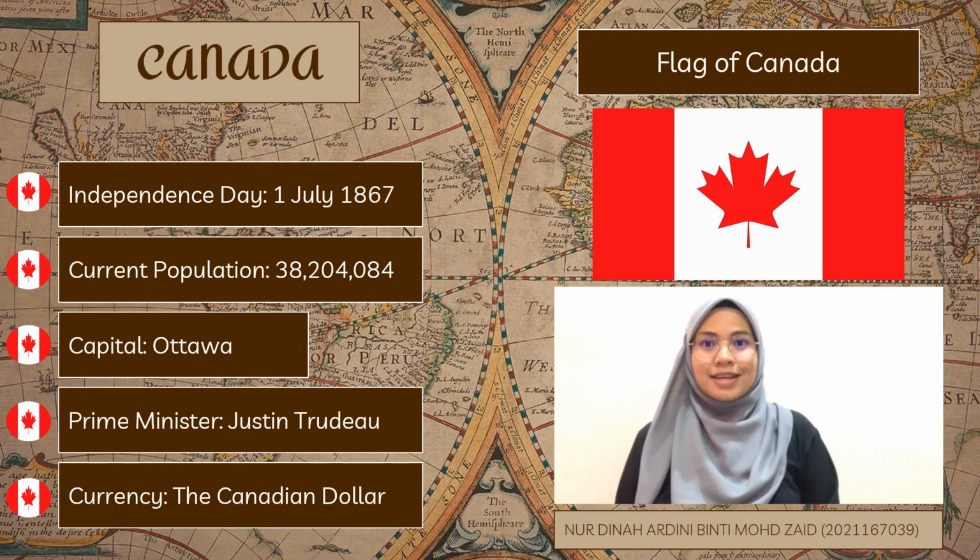As you can see, above me is the flag of Canada. The Independence Day of Canada was on 1st July 1867. The current population of Canada as of November 2021 is 38,204,084. Wow, that's a lot, right?